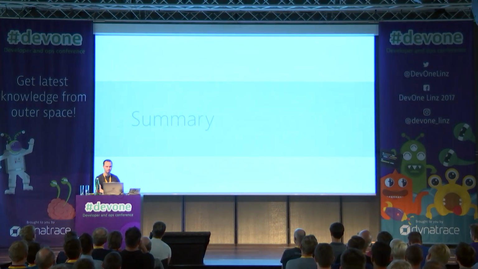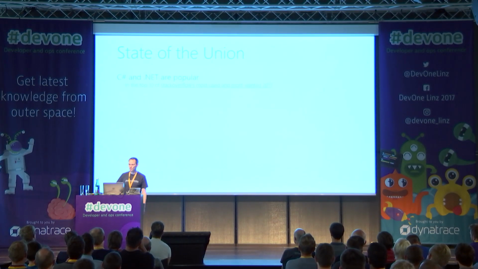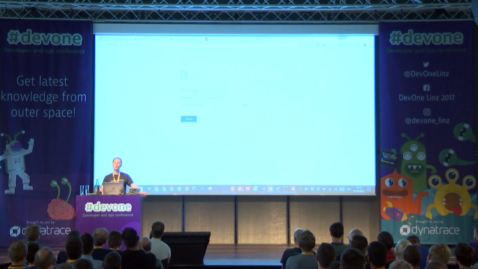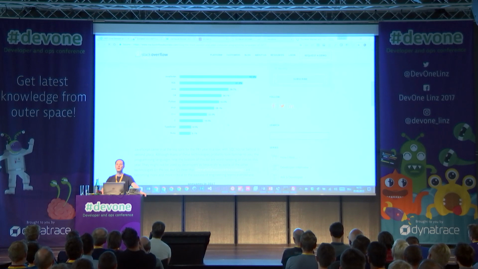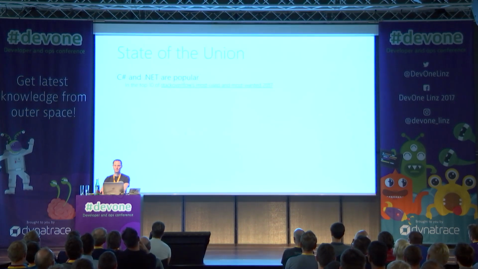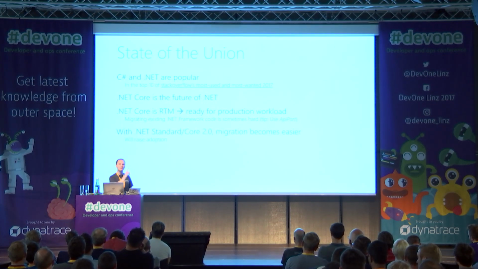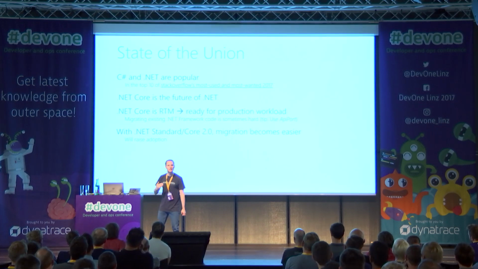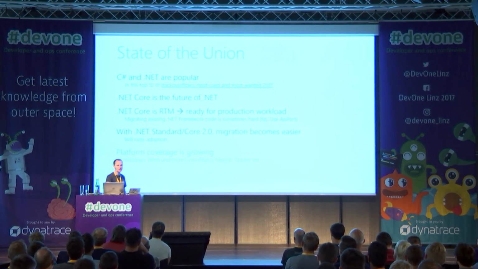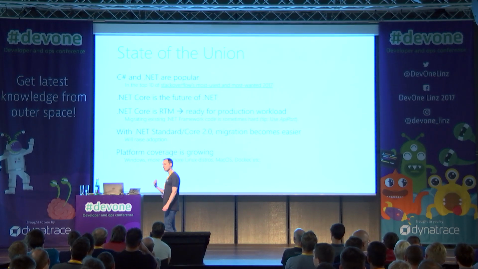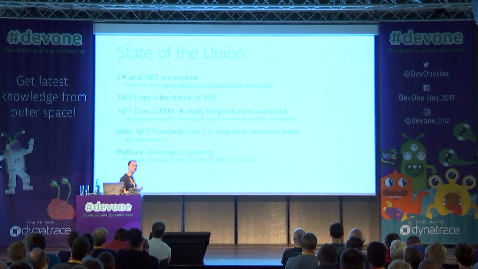I want to summarize. What is the state of the union with .NET Core? No question, C# and .NET are very popular. If we look at Stack Overflow's most used and most wanted technology, it came out a few weeks ago. We see C# in the top 10 most used, and we see C# in the top 10 most liked. That's nice. .NET Core is definitely the way to go for the .NET developers, and .NET Core is RTM, so you can use it for production workload, but .NET Core 2.0 will add a lot of things, and it will make migration much easier. The platform coverage has already been extended, so you can use macOS and various flavors of Linux. And with .NET Core 2.0, it's even getting larger.